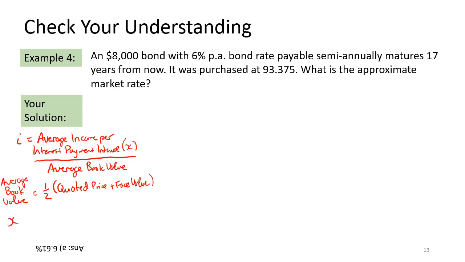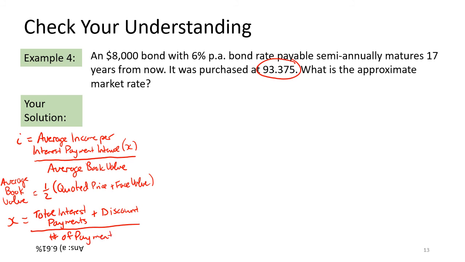And our value for X, again, I'm calling it X, is the average income per interest payment interval. It is the total of our interest payments, in this case, plus the discount. And the reason I know it's a discount is because this value is 93.375. It's less than 100. And that's divided by the number of payment intervals.